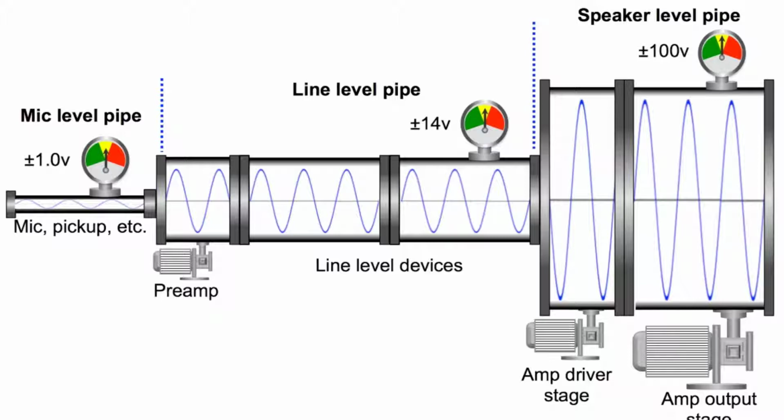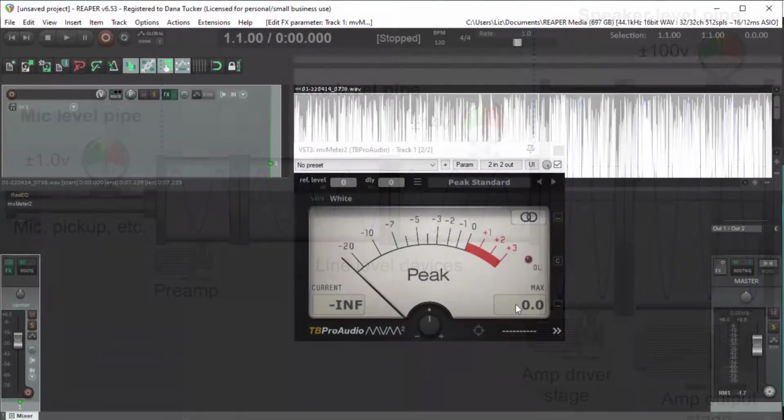We need to maintain that line level signal. Once it passes through that preamp, once it goes through the inserts, once it goes through everything, we need to keep an eye on that signal from start till it leaves that 40-bit floating environment.